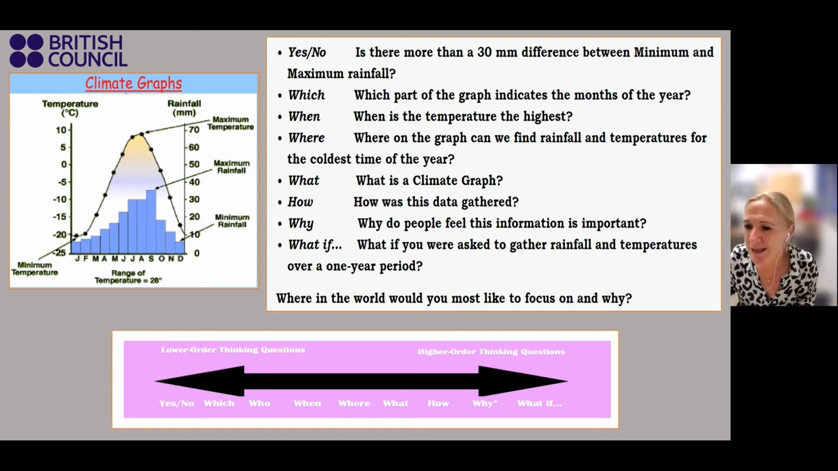How? How was this data gathered? We can't tell from here. We have to think about it. We have to discuss. We have to share our ideas. Why? Why do people feel this information is important? Well, there's a good question. Let's think about it in a much wider social situation, thinking outside the box. What if you were asked to gather rainfall and temperatures over a 1-year period? Where would you go? Why would you focus on that part of the world? How would you do it?